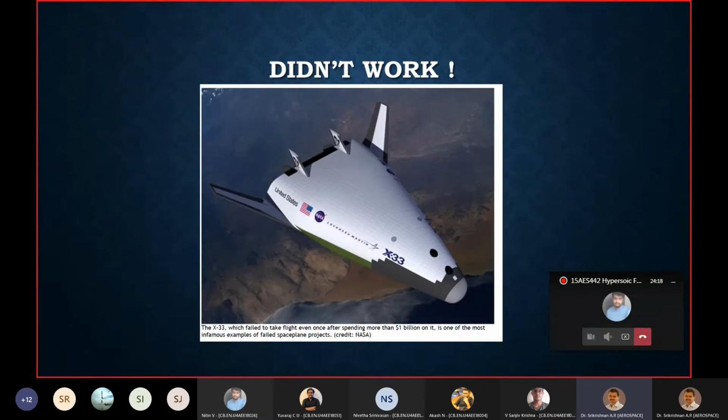And we know that there are several attempts which, after several years of research and millions of dollars being pumped in, had to be thrown out, like X-33, which I guess started right from 85 and went till the mid 90s or close to that, and then they had to discontinue it because of practical issues. So that's where we are.